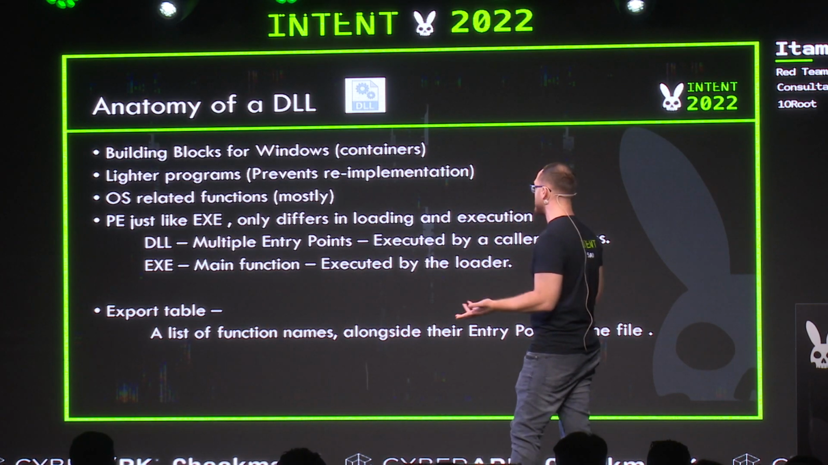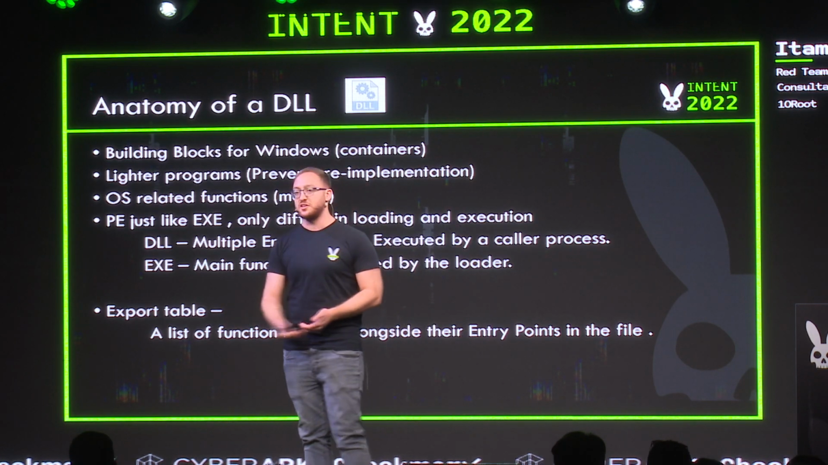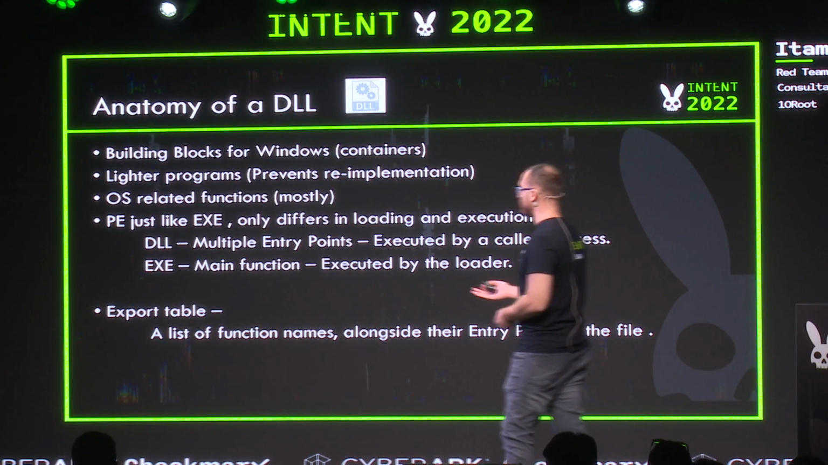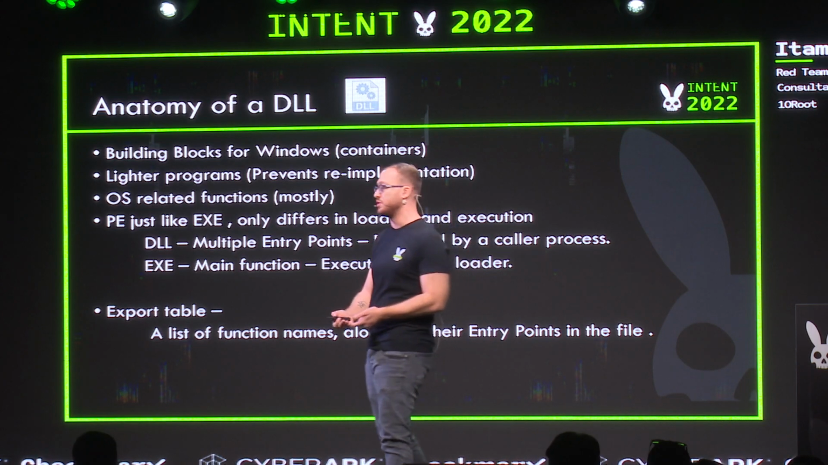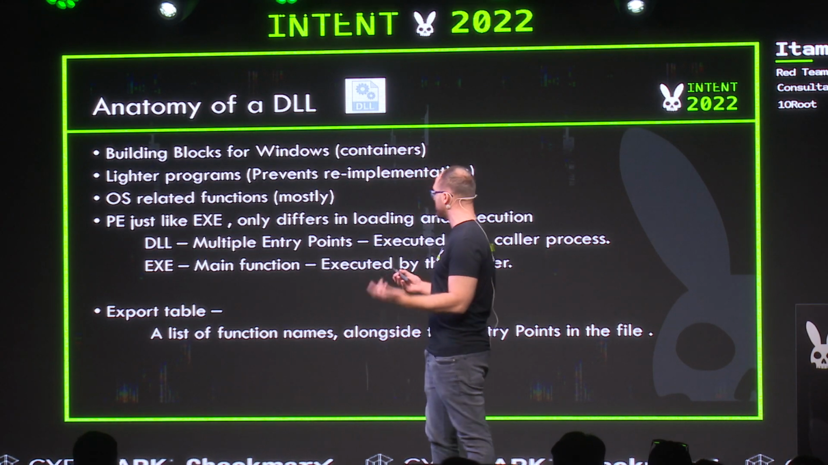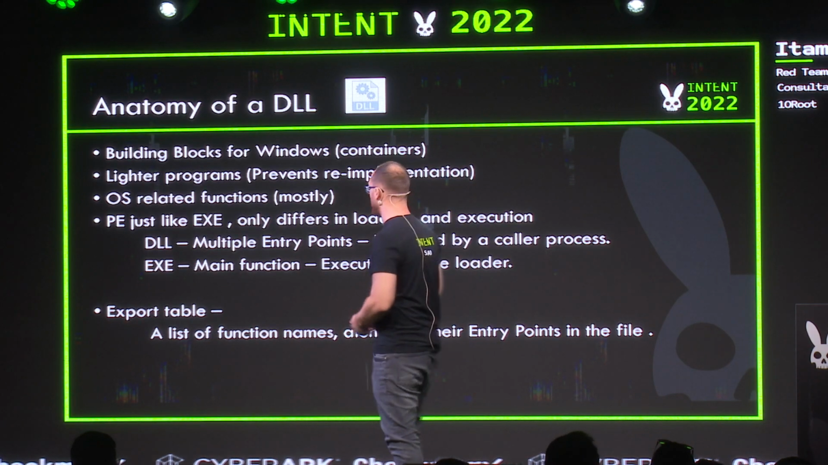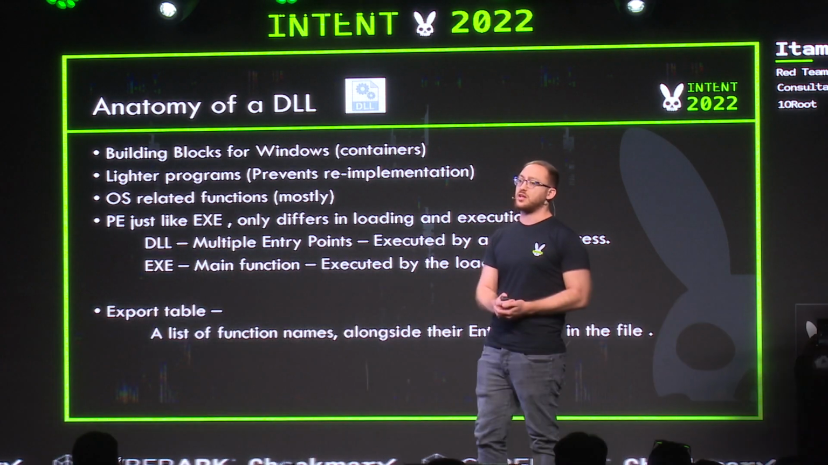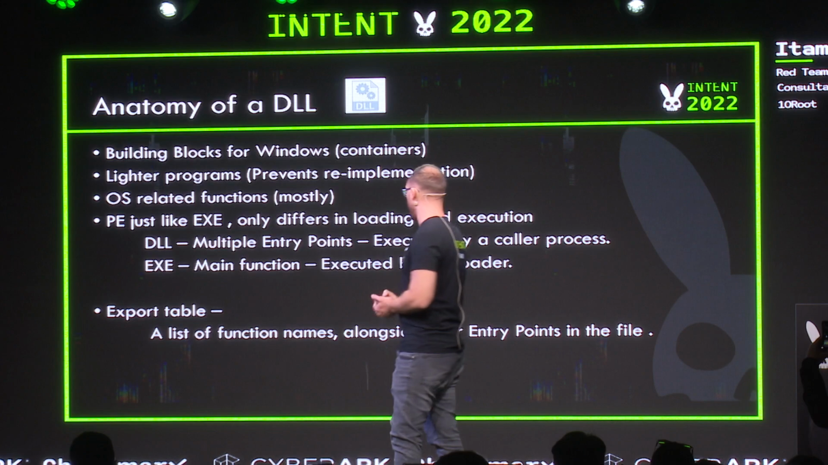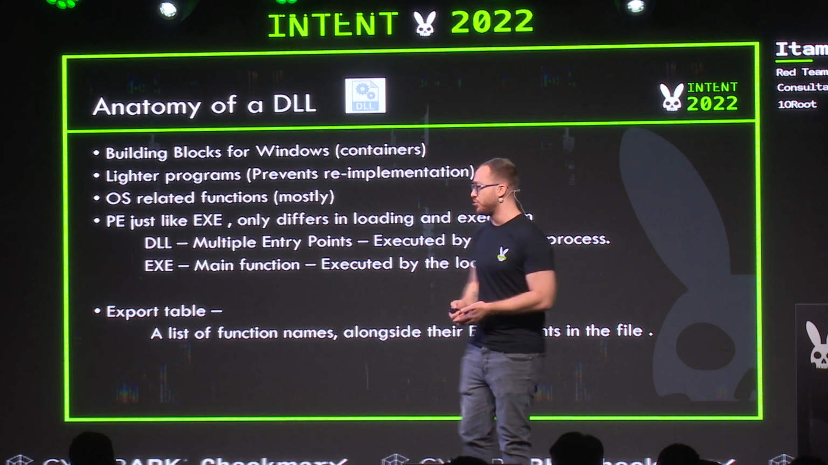Now, the main differences between an executable and a DLL is that while an exe file would be executed by the Windows loader and mapped into a process, and then the main function of the program would be acted upon as the entry point, a DLL would be executed by an existing process, and one of its multiple entry points would be called to access either a function or a resource. Now, in order to resolve the correct entry point per function or resource, we have the export table, which is here to give us a list of the function names alongside their entry points in the file.